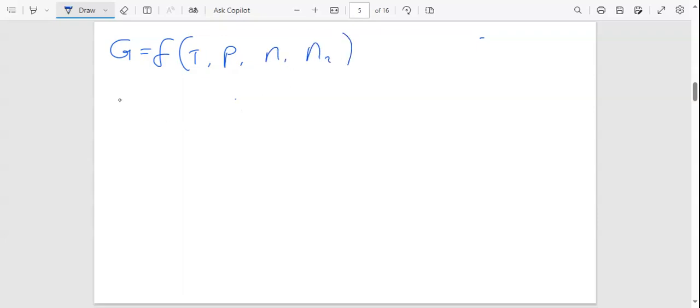So now we are saying the complete derivative of g. The complete derivative of g will be as follows. We'll say dg.